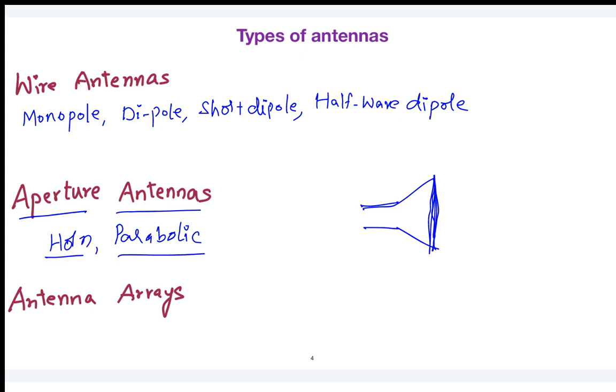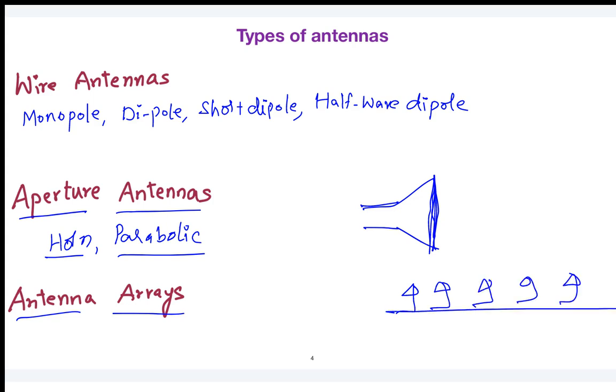And the next thing comes the array type of antennas. When I was talking about antenna arrays, there are so many antennas which are going to be cascaded like this. Can you tell me any example where you are going to cascade so many antennas in series, or you can say, sorry, parallel? Can you give an example? Have you seen the Yagi Uda antenna anytime? Yagi Uda?